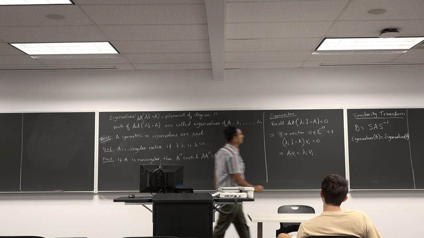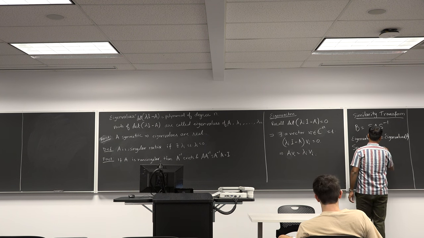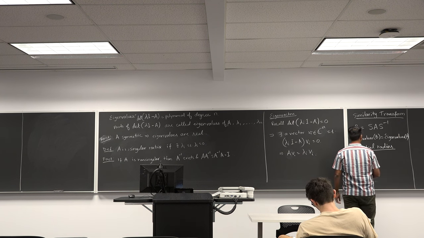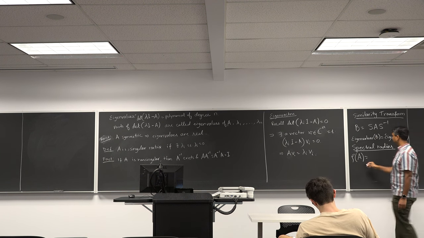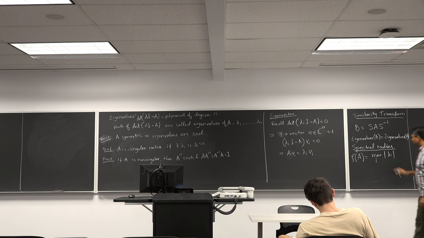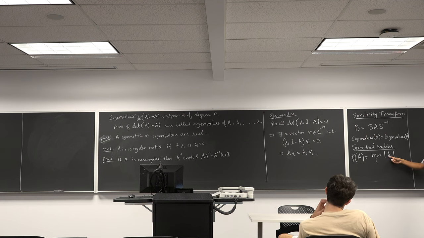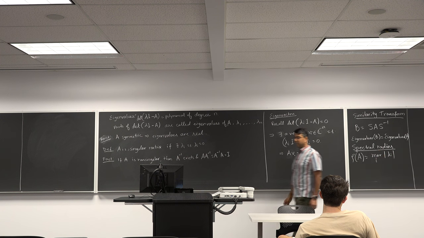Spectral radius. So rho of A, rho is called the spectral radius of the matrix A, is the maximum of the absolute value of eigenvalues of A. So I pick all the eigenvalues. Eigenvalues could be real numbers, they could be complex numbers. I take the absolute value of those complex numbers, and I take the maximum of those absolute values. That gives me the spectral radius of the matrix A. That's just a definition.